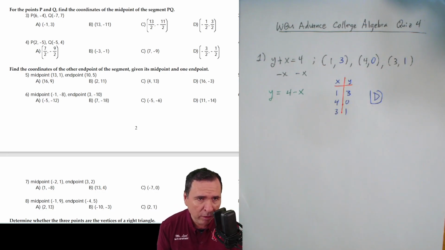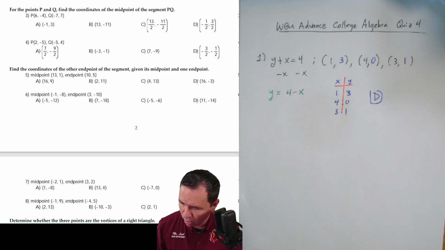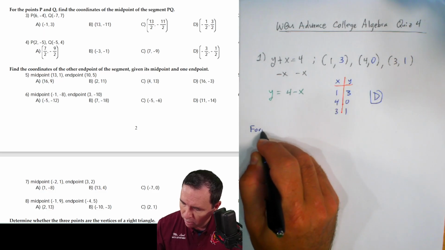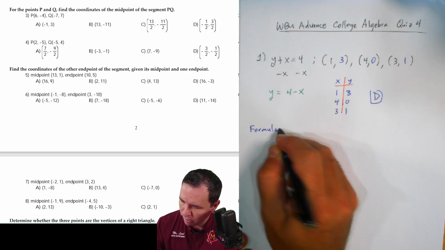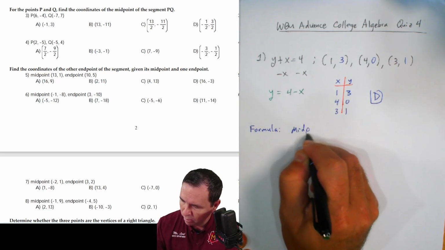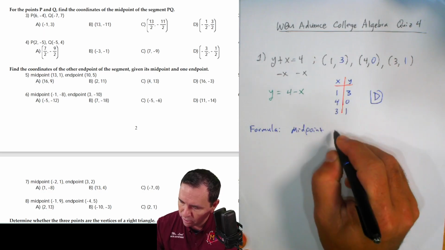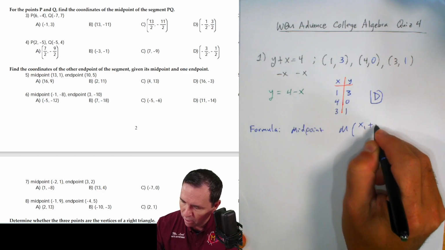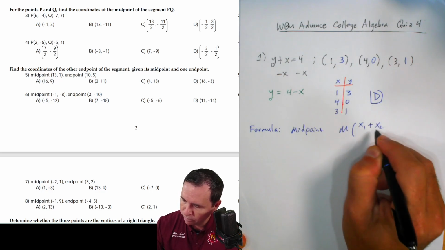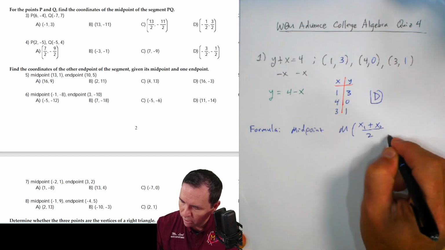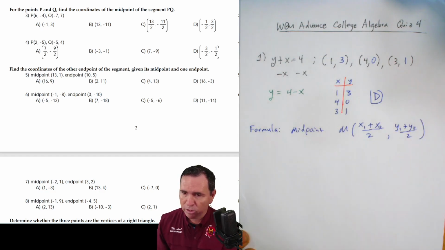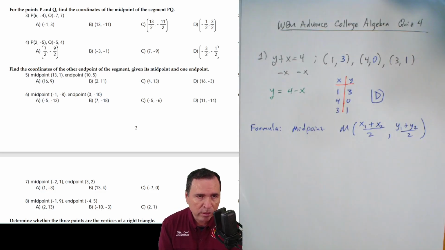It says, for the points P and Q, find the coordinates of the midpoint of the segments PQ. All right, for this, let's go ahead and write a formula. The formula for a midpoint. The midpoint formula says that m is going to be x1 plus x2 over 2, and then y1 plus y2 over 2. So it's pretty much the average of the 2 points.